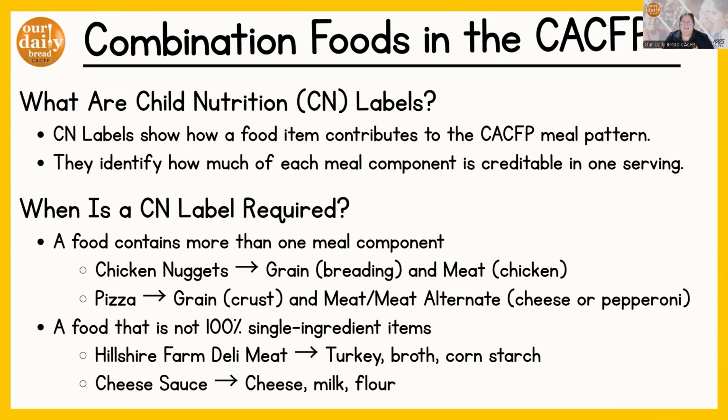But this does the same thing. Just like a recipe tells you how much of each component is in a serving, the child nutrition label is going to tell you how much of each thing is creditable in that serving. How does it count towards the meal pattern? And so we see these a lot with chicken nuggets. Chicken nuggets has your grain, your breading, and your meat, your chicken. Pizza, you have your crust for your grain and your cheese or pepperoni for your meat or meat alternate. So we need to know how much we need to serve to meet those components for each age group. And so a CN label tells us exactly that.